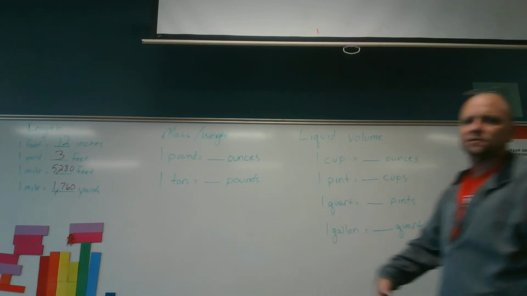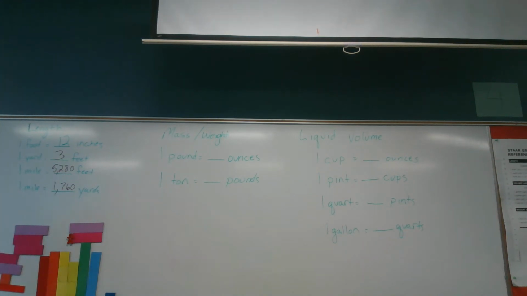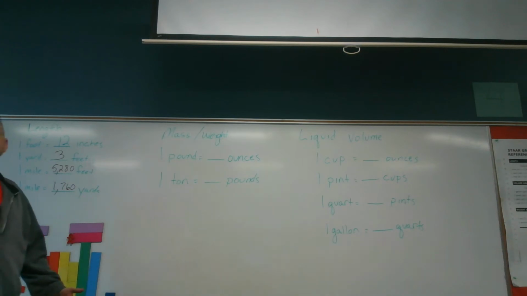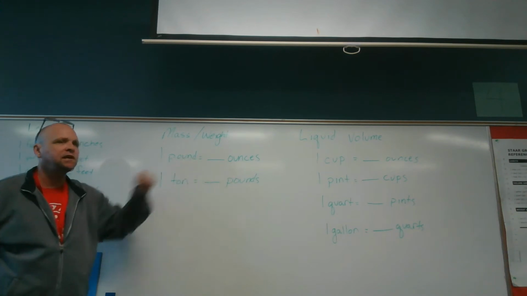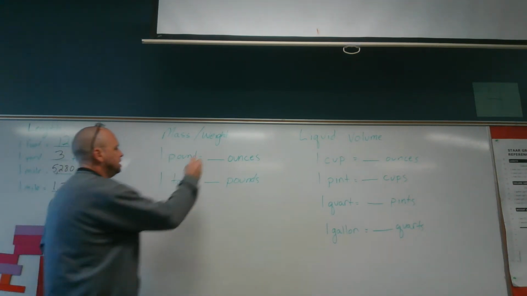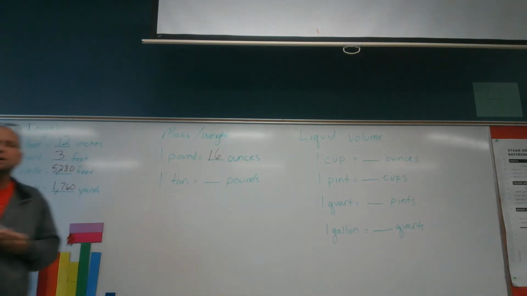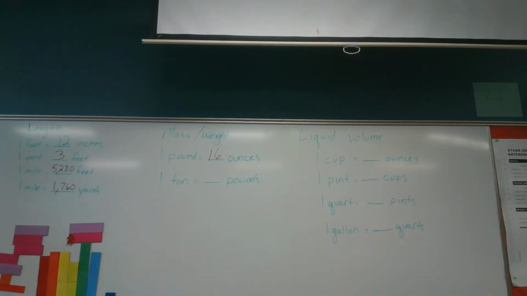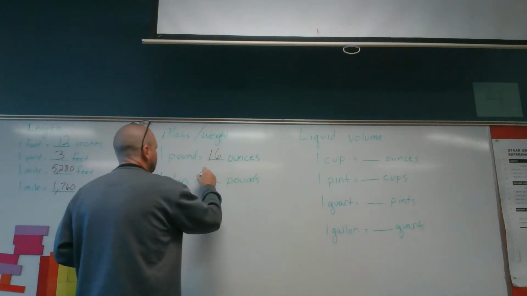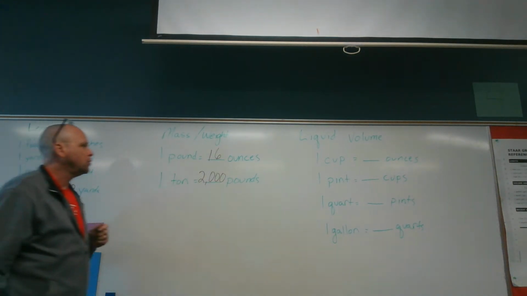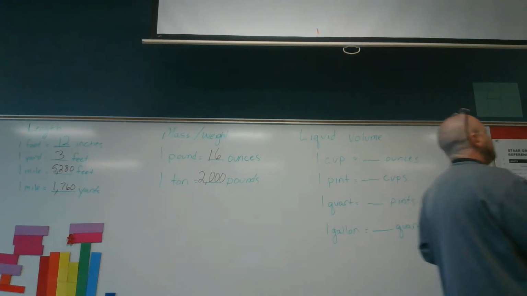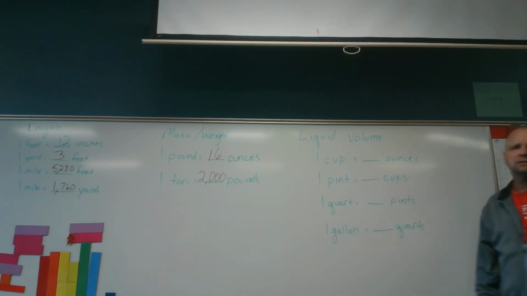Now we move on to mass or weight, as you've learned in science. Andres, 1 pound equals how many ounces? 16 ounces. Yep. And Jabril, 1 ton equals how many pounds? 2,000. Those are the things you're required to know in the customary system for mass or weight.